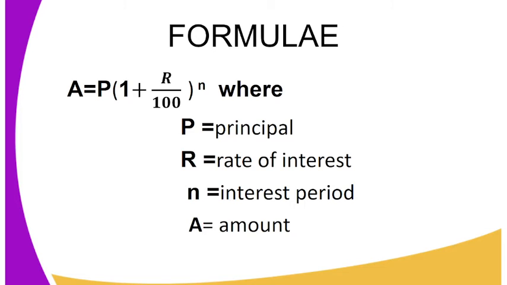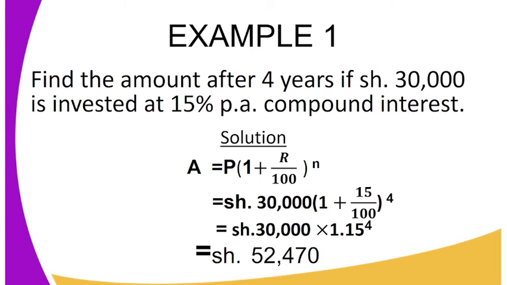Let's see an example, viewers. Example 1. Find the amount of money after 4 years if shillings 30,000 is invested at 15% per annum, compound interest. So amount, we've said that amount is equals to what? P in brackets 1 plus R over 100 raised to power n.